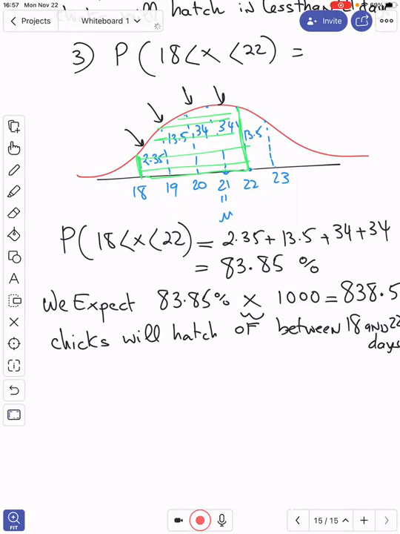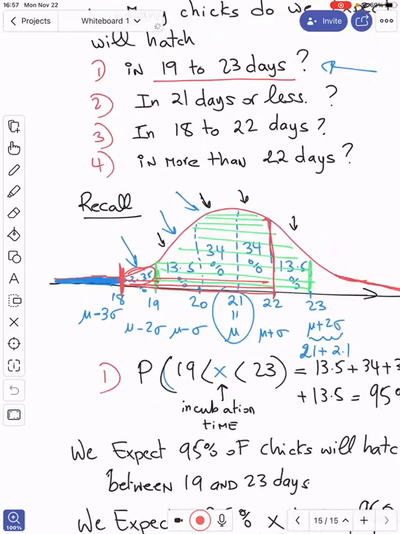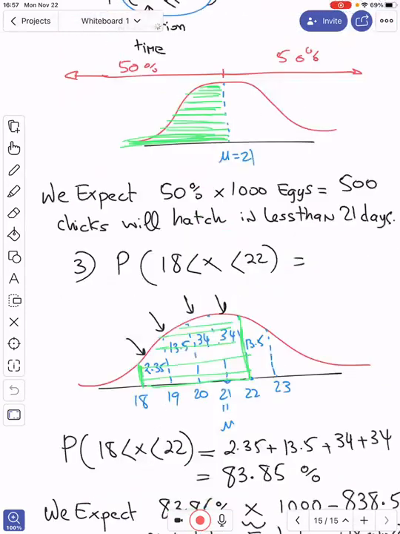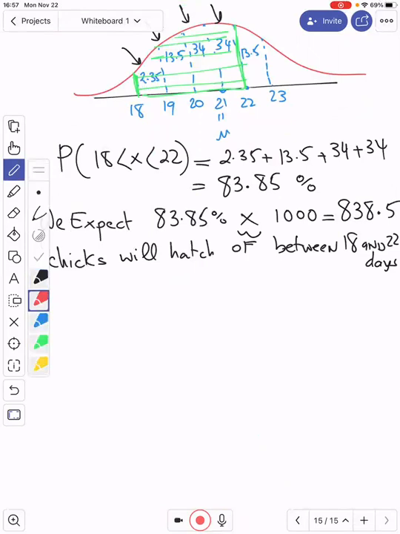Last one, I think there's one more, number 4: in more than 22 days. Okay, this is nice. This is good. A nice question. In more than 22. So for number 4, it's more than 22.